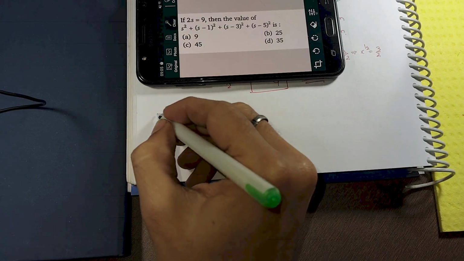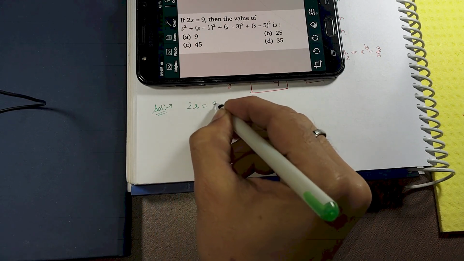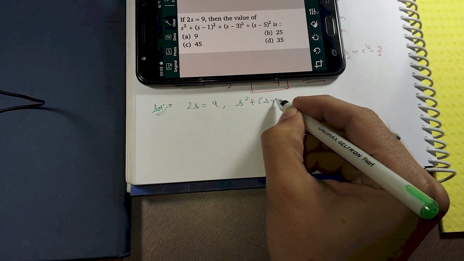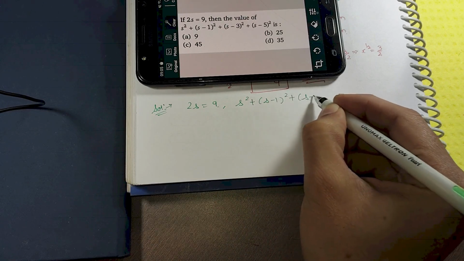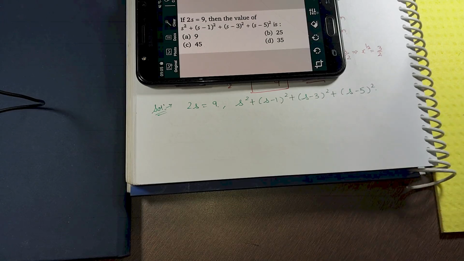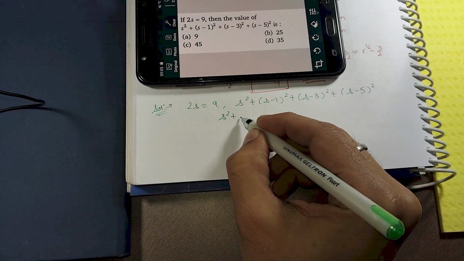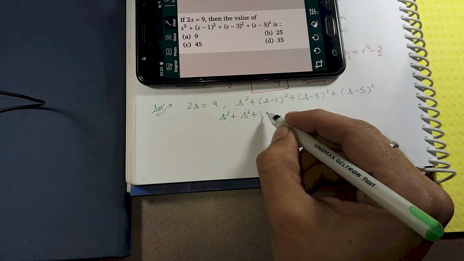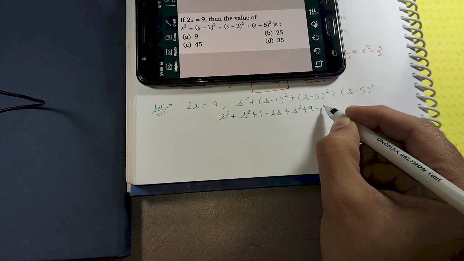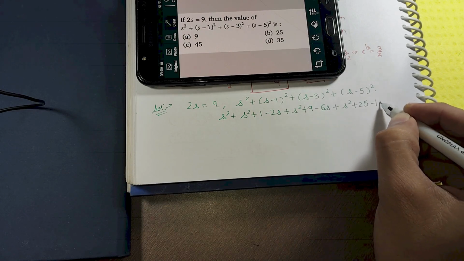If 2s is equal to 9, so we have been given that the value of twice of s is equal to 9, then the value of s square plus s minus 1 whole square plus s minus 3 whole square plus s minus 5 whole square is, now we'll open the brackets. This is a minus b whole square, a square plus b square minus 2ab, so this will be s square plus 1 minus 2s, plus s square plus 9 minus 2 into 3, 6s, plus s square plus 25 minus 10s.